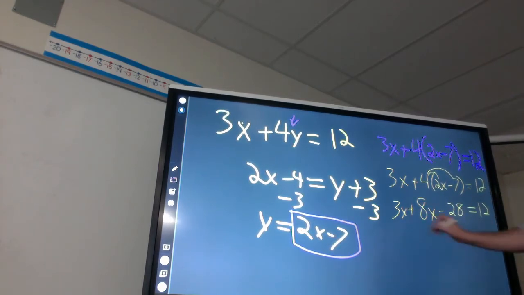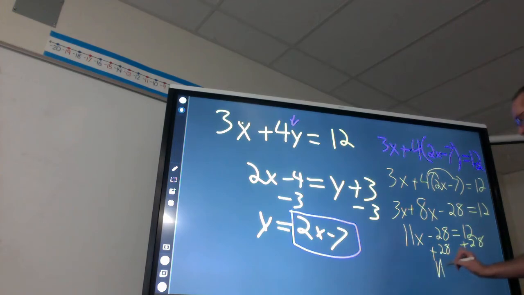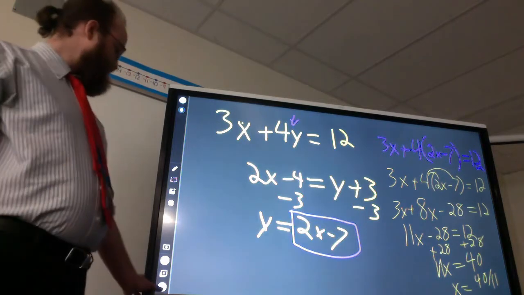3x plus 8x is 11x by combining like terms. Minus 28 equals 12. We add the 28 to both sides to get 11x equals 40. And when we divide both sides by 11, we get x equals 40 elevenths. And if it were an easier number, I'd plug it back in to find our y value. But we're going to go ahead and say that we could do that.